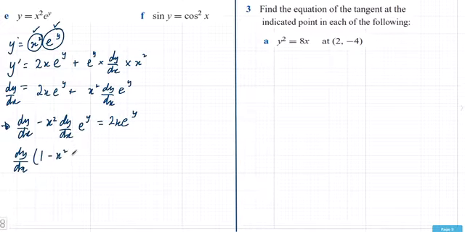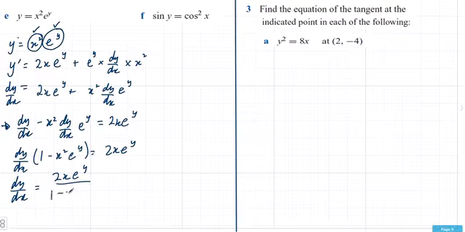1 minus x squared e to the y. And then to finish it off, we get that on its own. So divide through by 1 minus x squared e to the y, like that. So it's a bit tricky, that one, because there's quite a few things going on.